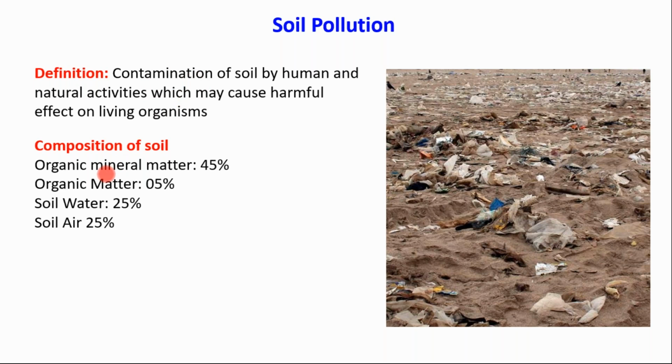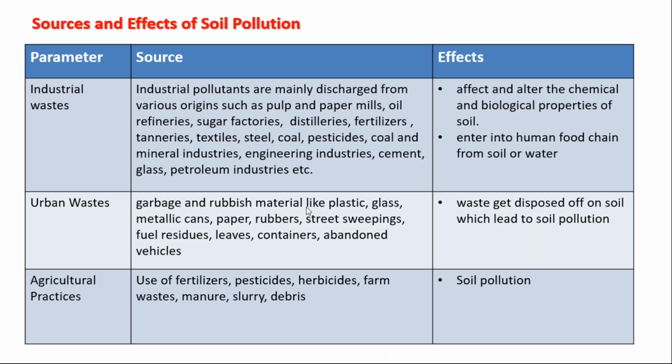The soil is mainly composed of mineral matter, approximately 45%, organic matter 5%, soil water 25%, and soil air 25%. So this is the composition of the soil components. Now from this table we can understand what the parameters are, their sources and their adverse effect on the human being or on the environment.